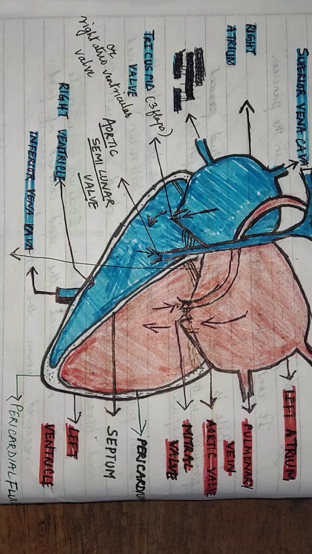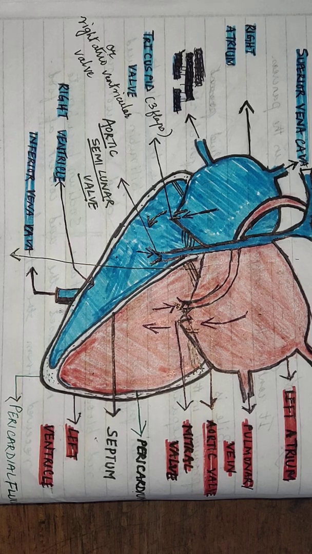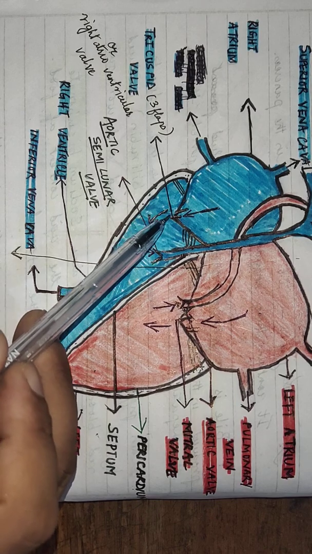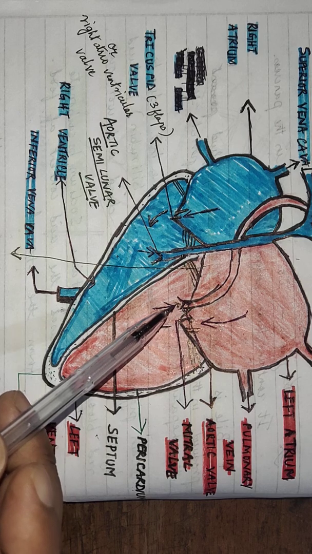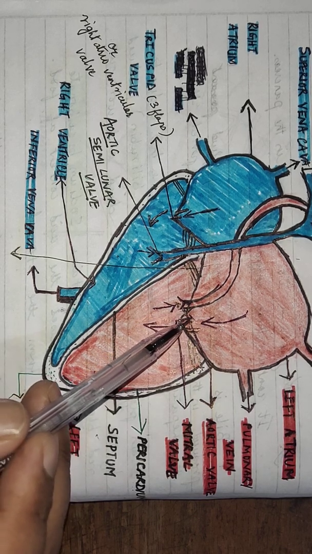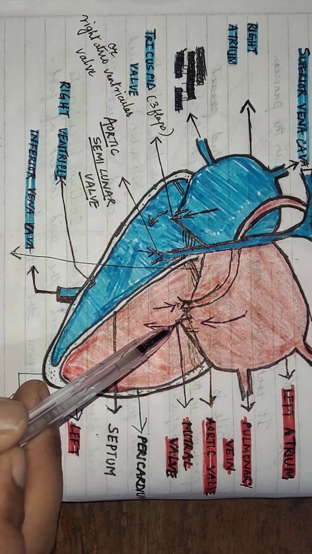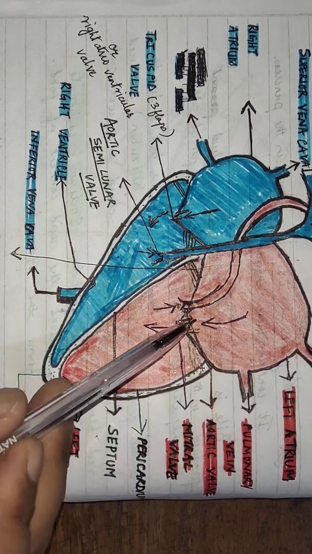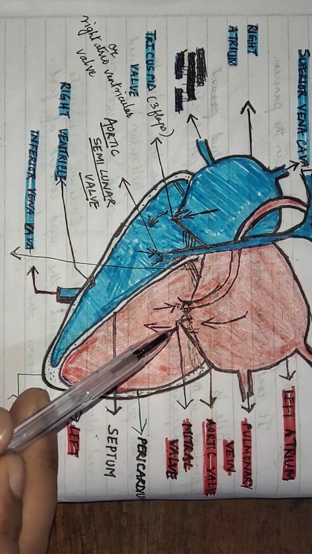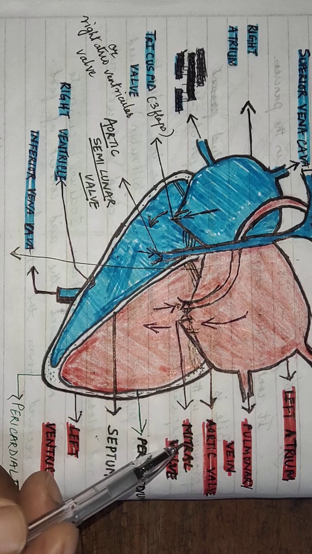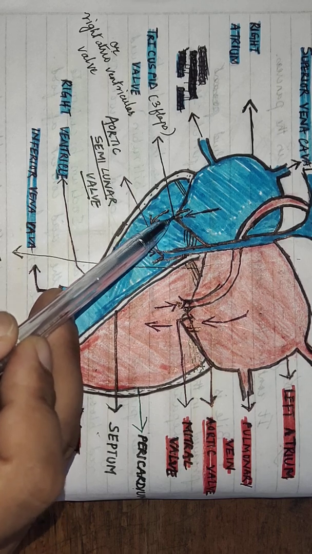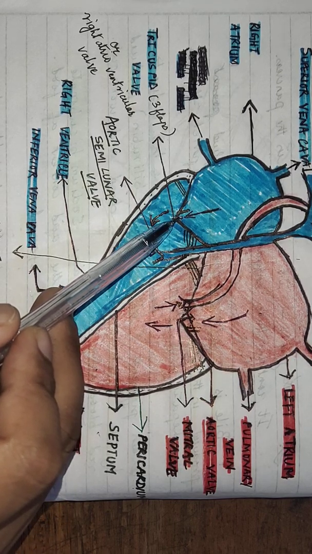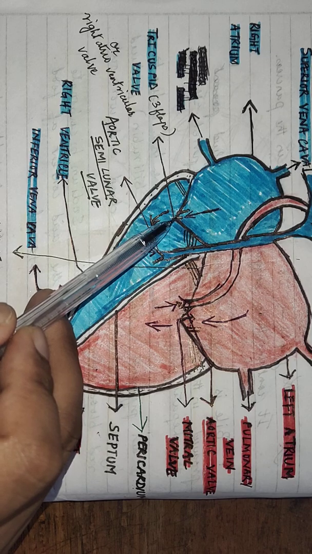Now let us come to know about the valves. There are 4 valves. Two valves separate the atria and the ventricles. We have the bicuspid valve or mitral valve on the left side, another name for which is the left atrioventricular valve. We have the tricuspid valve on the right side, another name for which is the right atrioventricular valve.